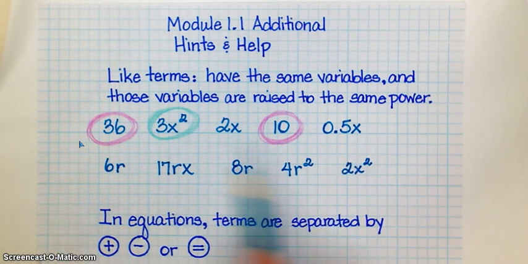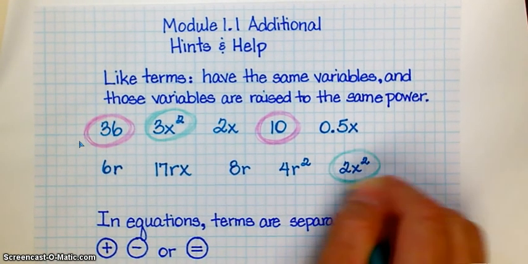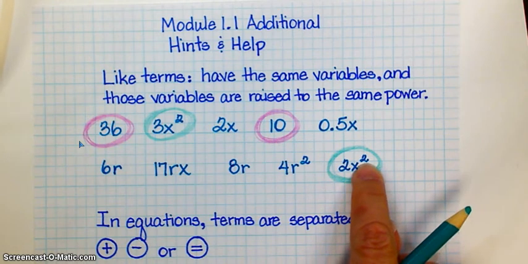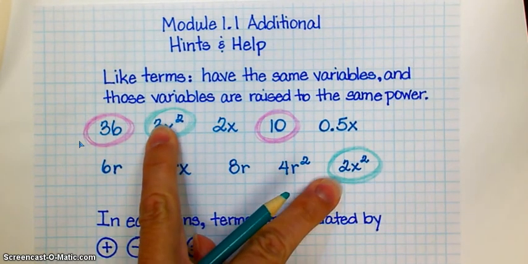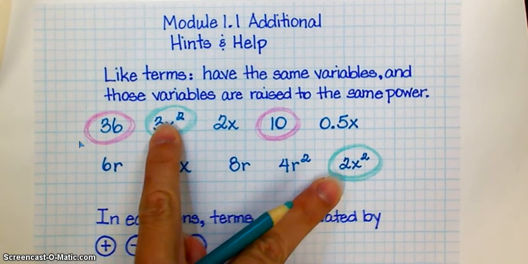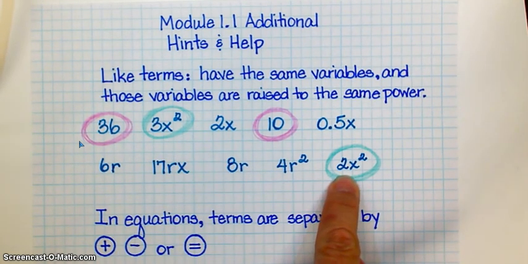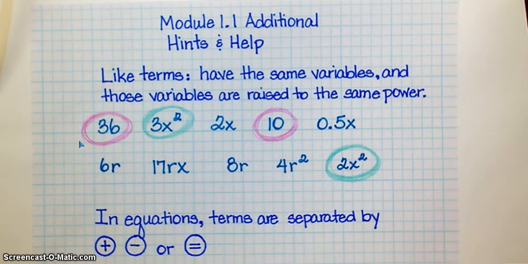So looking through the list, this one over here is a like term because it's got x raised to the second power. So these two are like terms. I could combine those if I wanted to. 3x squared and 2x squared would give me 5x squared.